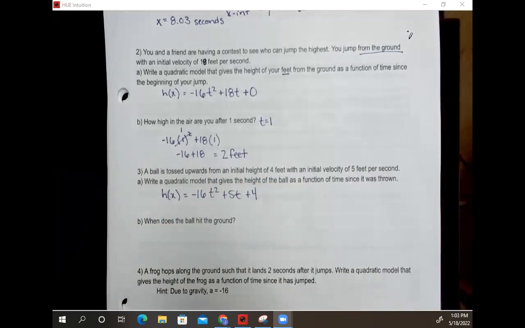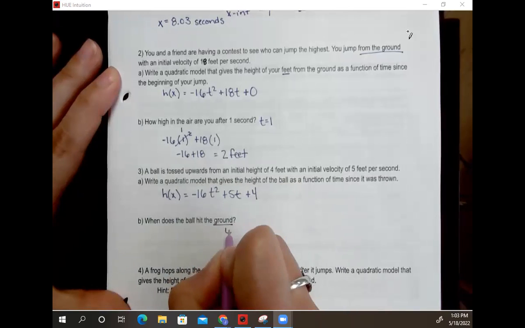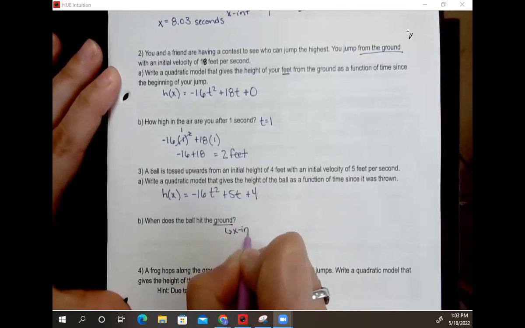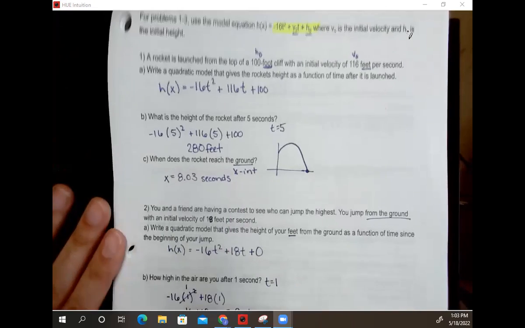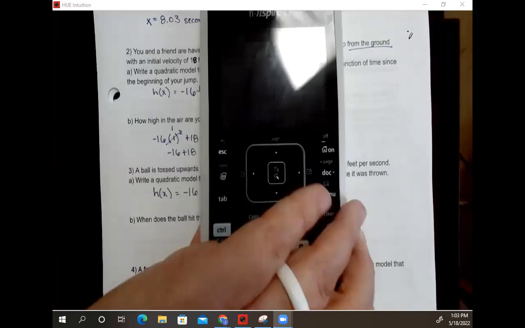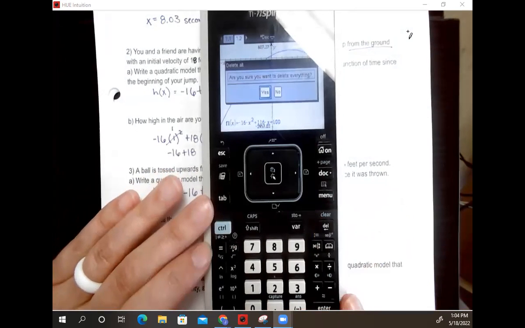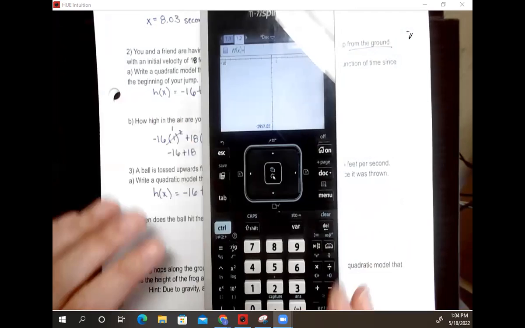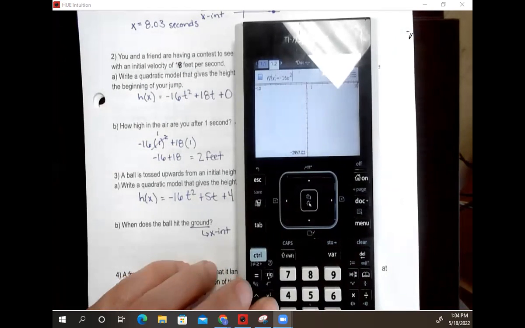B says, when does the ball hit the ground? So again, when we're trying to hit the ground, that means we're looking for the x-intercept. So I'm going to find this x-intercept the same way I found it for number 1. I'm going to go ahead and graph this on my calculator. So I'm going to delete this graph and put in my new function. So negative 16x squared plus 5x plus 4.